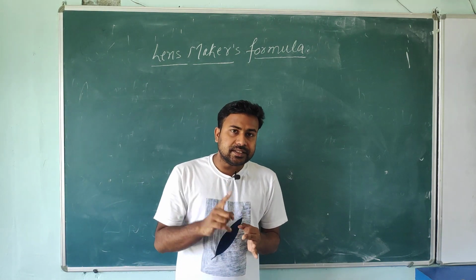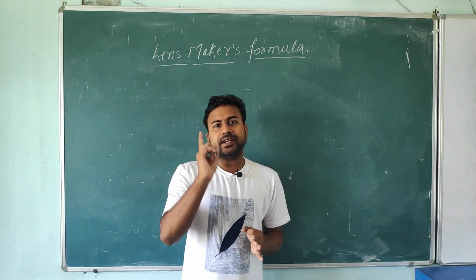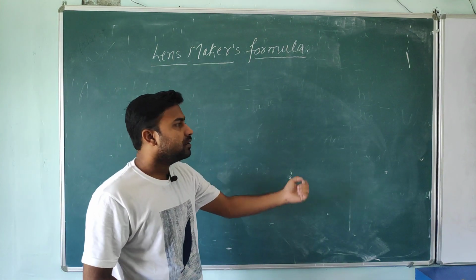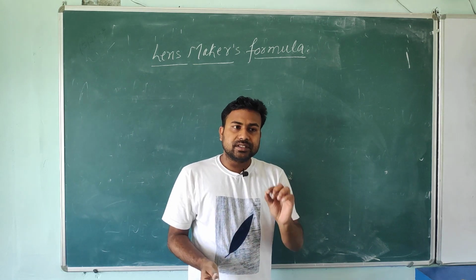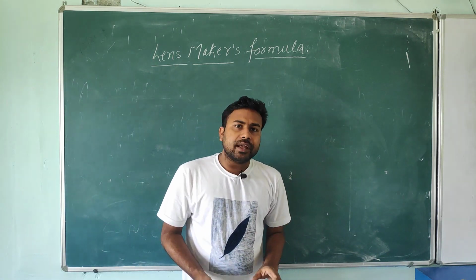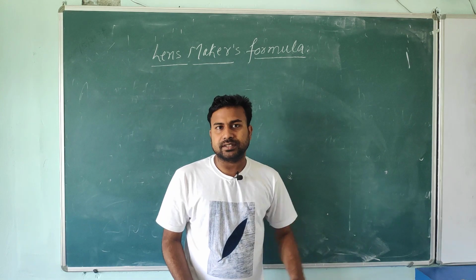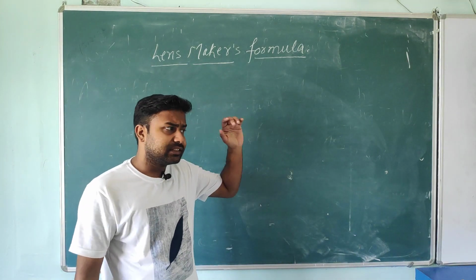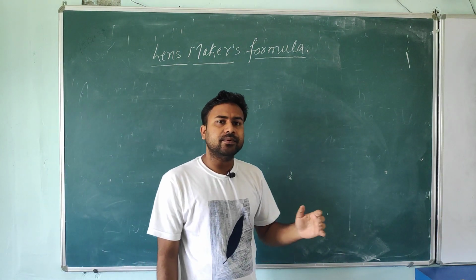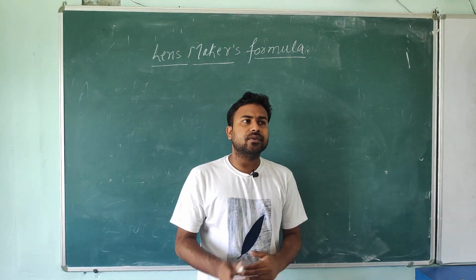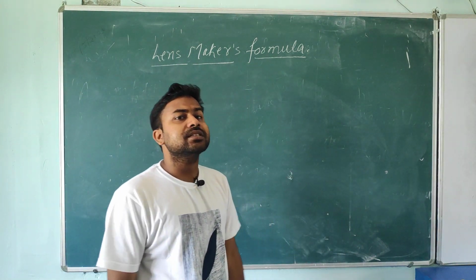Third, the incident ray and the refracted ray, after refracting through the lens, the refracted ray makes a very small angle with the principal axis. Okay, if you do not take these assumptions, you can't derive this. These assumptions help in this derivation. And the fourth one is that the aperture of the lens is small.